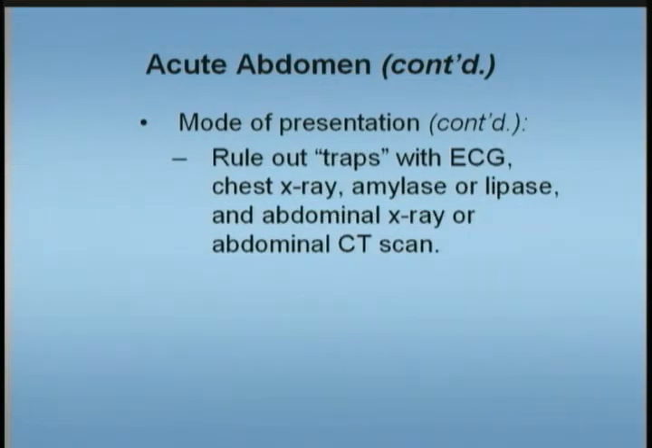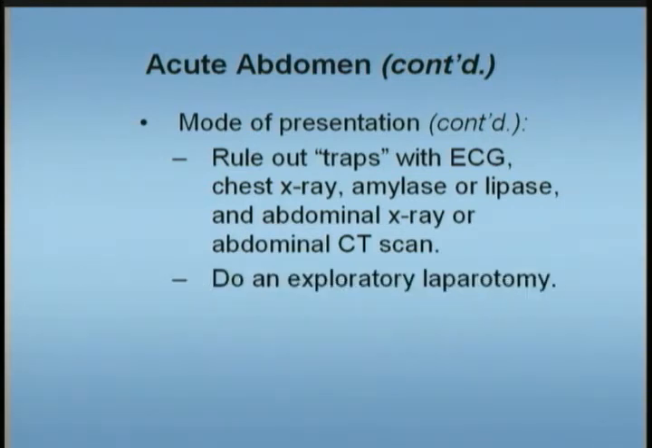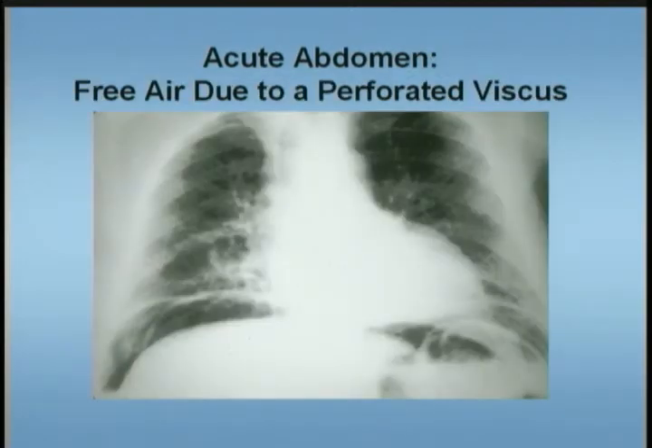You rule out the traps with the EKG, the chest X-ray, the amylase or lipase, and an abdominal X-ray or CT scan, just to be sure you're not going to be operating for something that is in fact not an acute abdomen, and then you do an exploratory laparotomy. Here is a picture to remind you how free air looks under the diaphragm. This patient clearly has a perforated viscus.